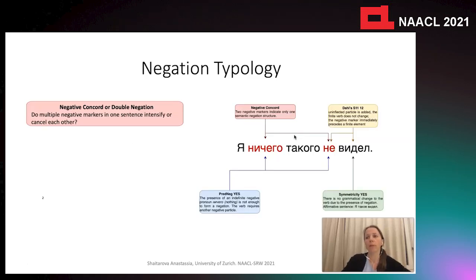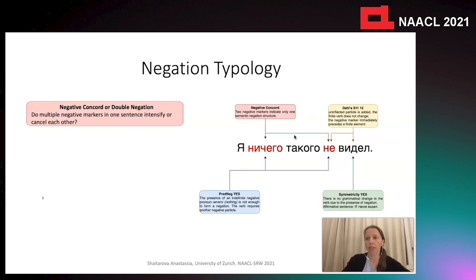First of all, we look at the way a language handles a situation when more than one negation cue is present in one sentence. Negative concord languages treat them as one, letting negative markers intensify one another. The majority of languages, including French, Spanish, and Russian, belong to the negative concord group. Standard English, on the other hand, is a double negation language where each negative marker is interpreted separately.